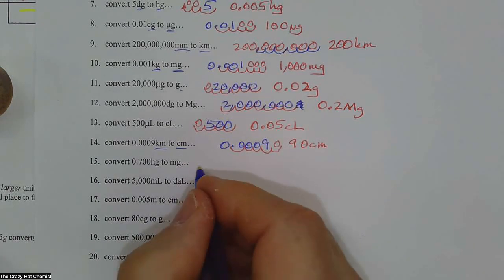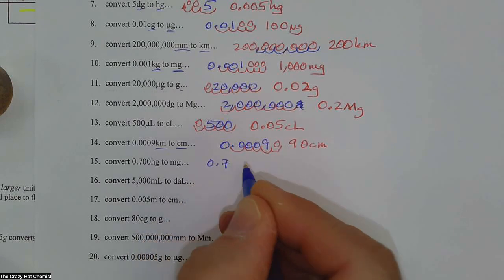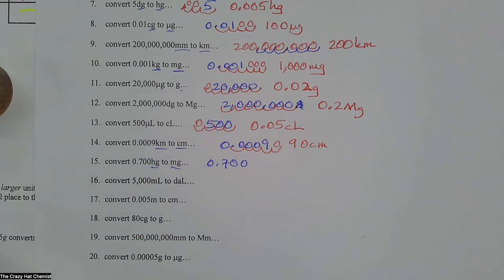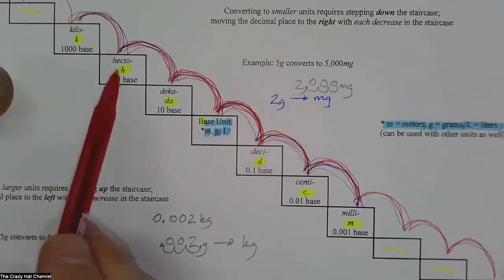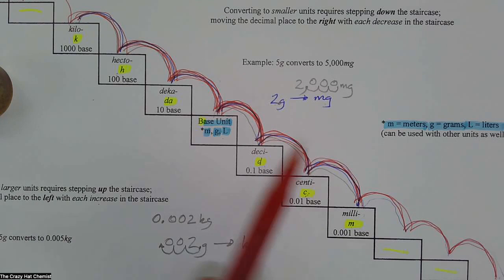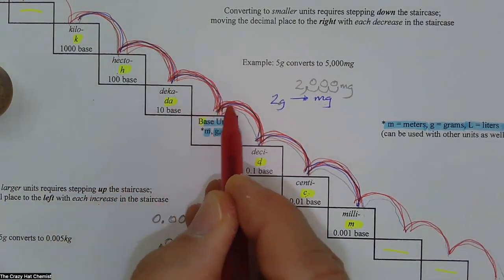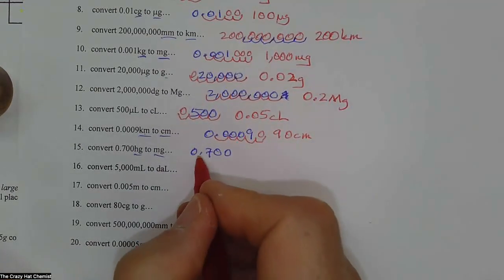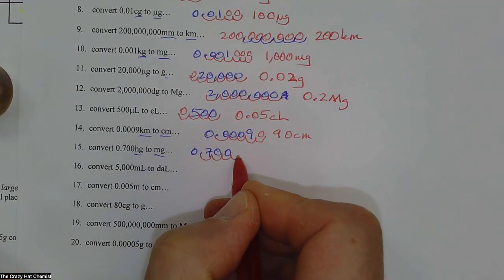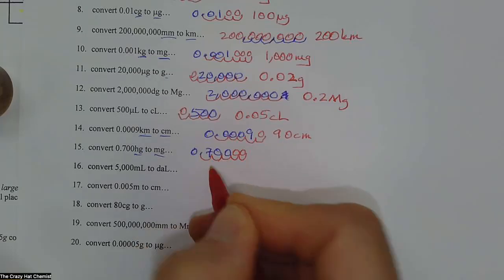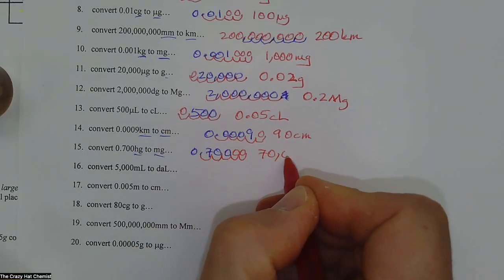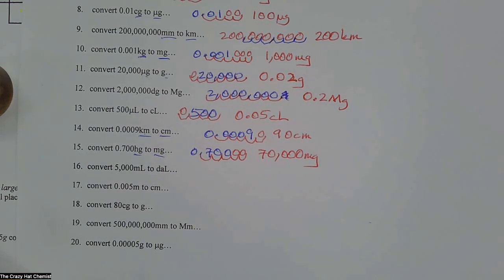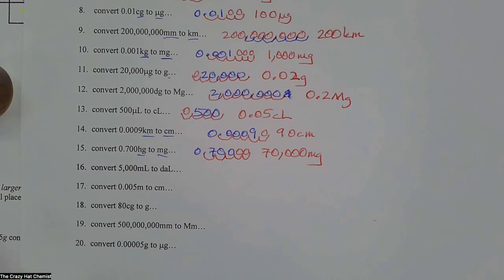Perfect. Next one is 0.700 hectograms to milligrams. So hecto to milli. So 1, 2, 3, 4, 5 to the right. And that will be 70,000 milligrams. Perfect. We have 5 more to do, folks. Not too bad. You're hanging on.